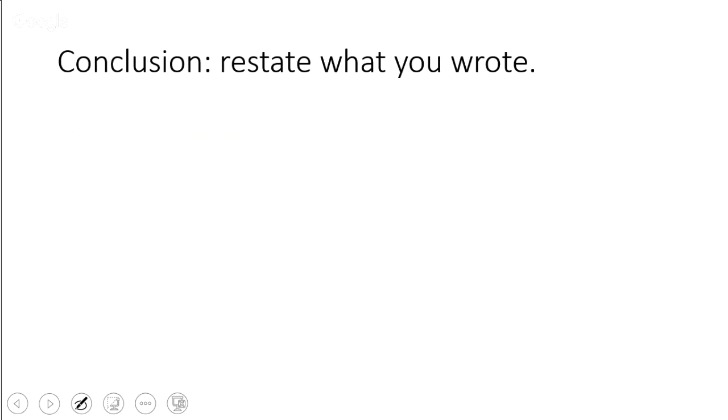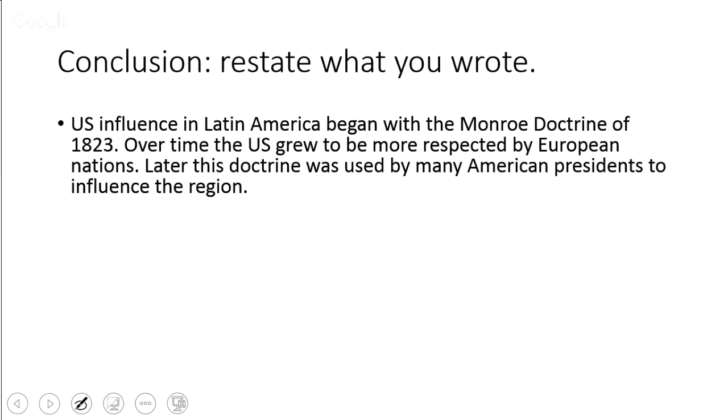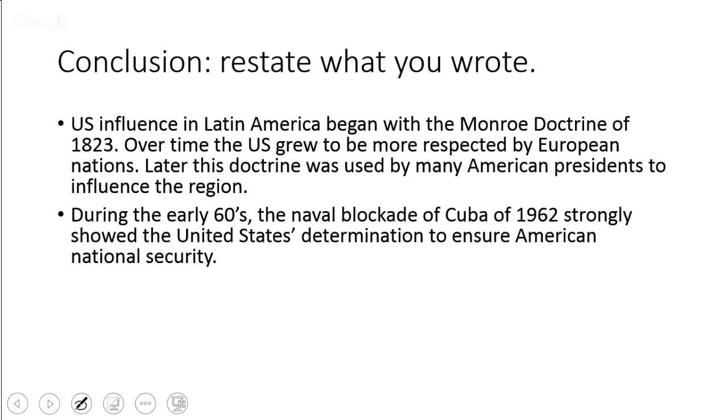Okay, conclusion. Your conclusion is kind of like talking about what you wrote. So you can say U.S. influence in Latin America began with the Monroe Doctrine of 1823. Over time, the U.S. grew to be more respected by European nations. Later, this doctrine was used by many American presidents to influence the region. During the early 60s, the naval blockade of Cuba of 1962 strongly showed the U.S. determination to ensure American national security.